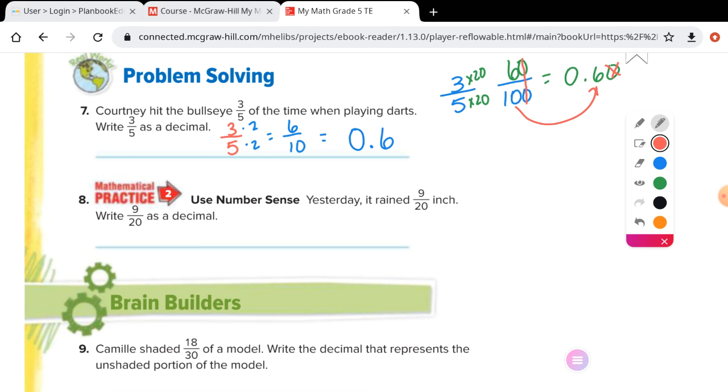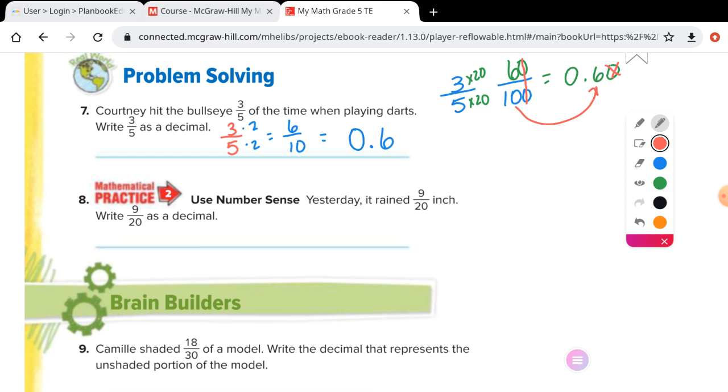Okay, number 8. Yesterday it rained 9/20 inch. Write 9/20 as a decimal. Aubrey E., is this an option 1 problem? Why not? Okay, doesn't end in 10, 100, or 1,000. Can I easily get 20 to 10? 20 to 10. Yeah, by dividing by 2, but why can't I divide by 2 in this problem? Yeah, because the 9 can't divide by 2 and get a whole number.